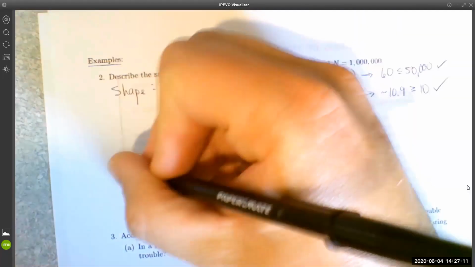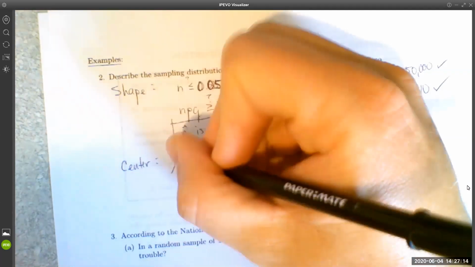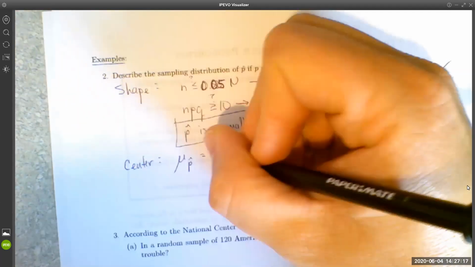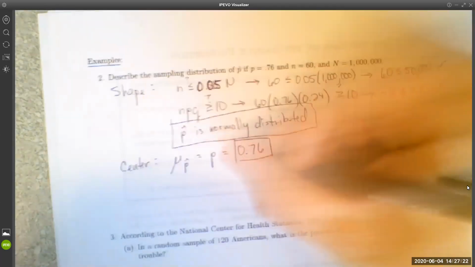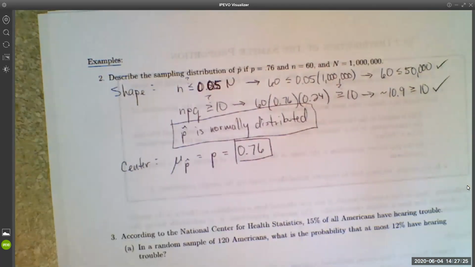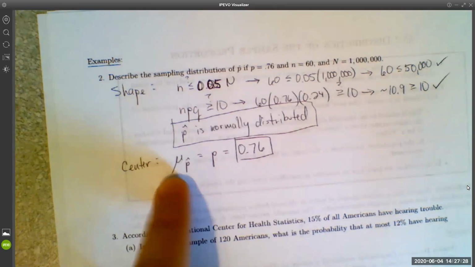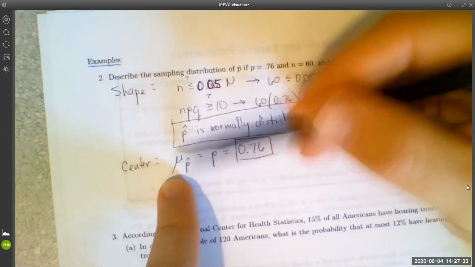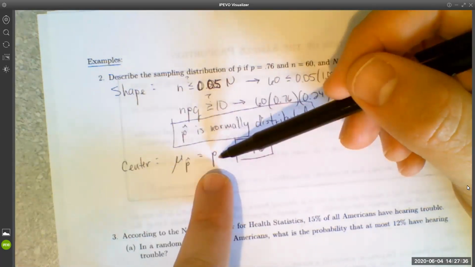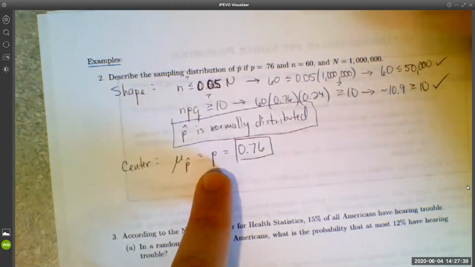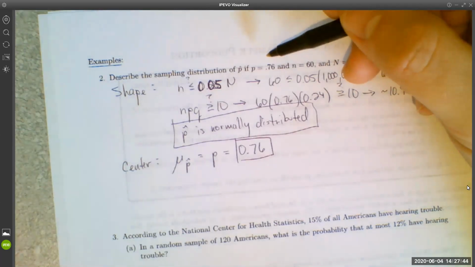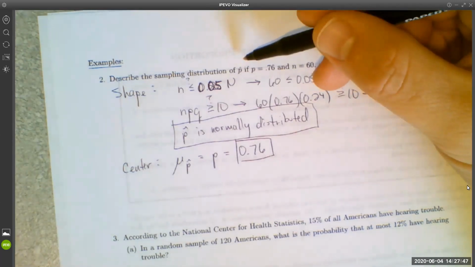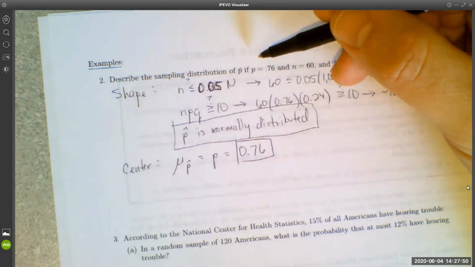The center, mu sub p hat, turns out to be the same thing as the population proportion, which is just 0.76. So there's the center of the distribution. That should make some intuitive sense. If you looked at all of the different sample proportions and took the average of them, you're going to get the population proportion, of course. If the population proportion is 0.76, then if you collect a sample, your sample proportion is probably going to be close to 0.76. It might not be exactly 0.76, but it'll be something close.